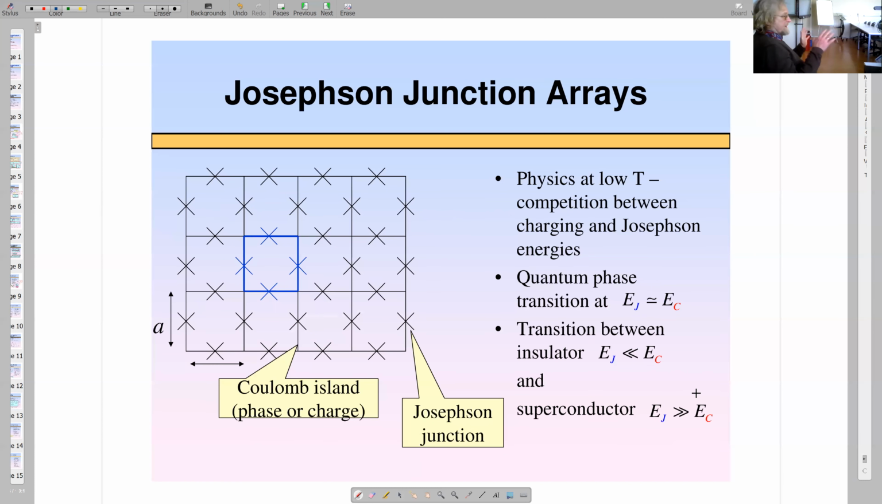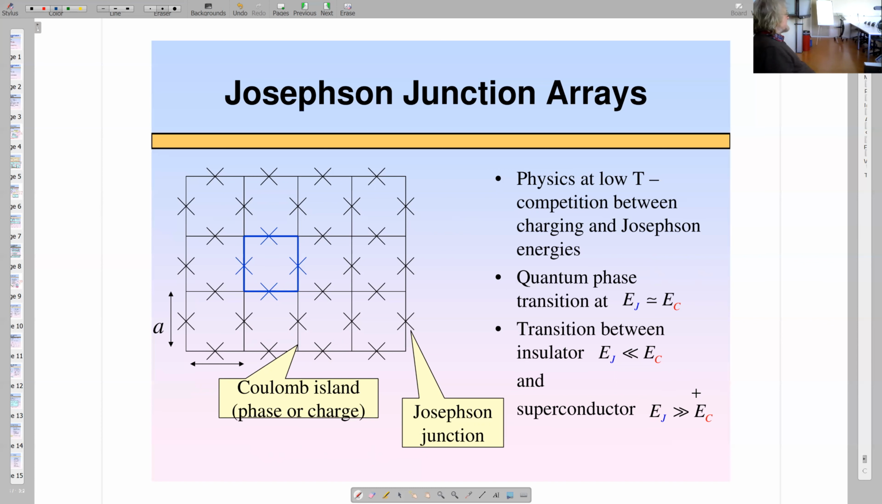Let us take an array of these junctions and let us consider it as a solid. And let us again look at two limits: large charging energy and large Josephson energy. If you take large charging energy, what would we have? Then, in order to charge an island, you would have to pay quite some energy, right? And this is, in solid state language, an insulator, or semiconductor with a very large gap. One really has to pay energy for having a charge excitation.